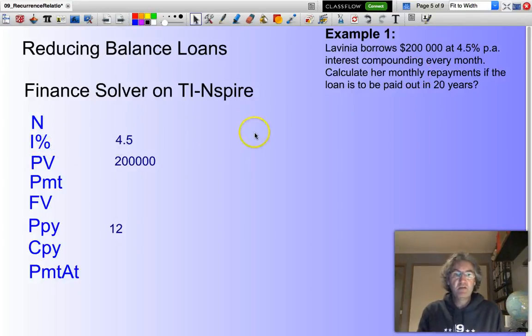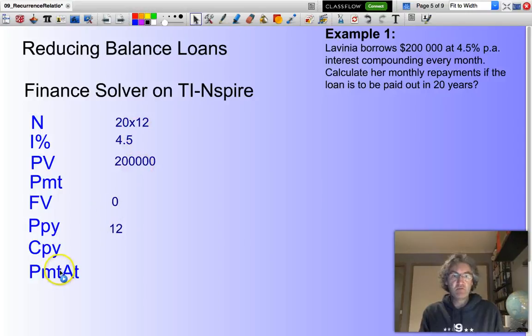Now, the next thing is the future value. Well, we're going to pay out the loan in 20 years, so the future value will be 0. Now, the next thing is, I know there will be 20 years of payments, which will happen every month, so the total number of payments will be 20 times 12.